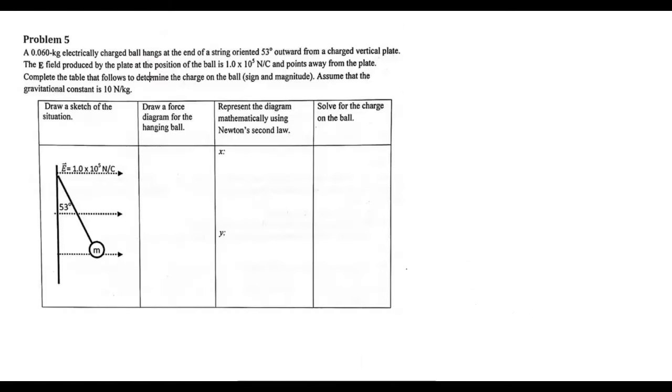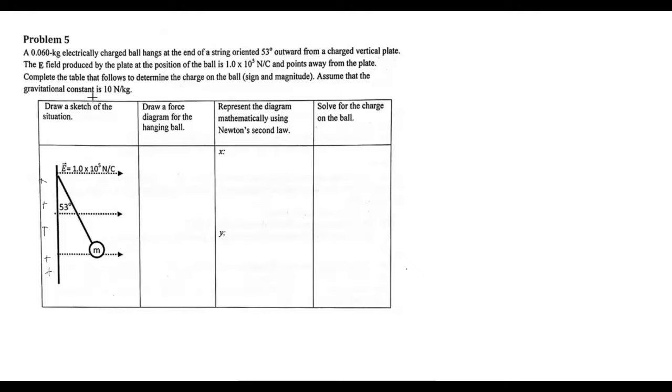A 0.06 kilogram electrically charged ball hangs at the end of a string oriented 53 degrees downward, 53 degrees outward from a charged vertical plate. The E field produced by the plate at the position of the ball is 1 times 10 to the 5th newtons per coulomb, shown here, and points away from the plate, which means that this plate would have to be positive, just FYI.